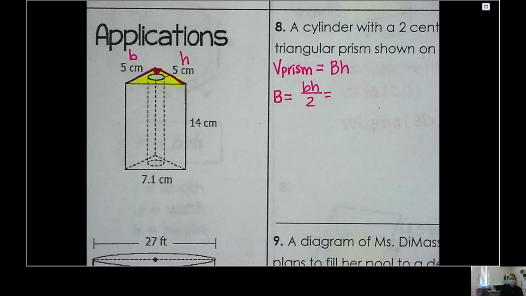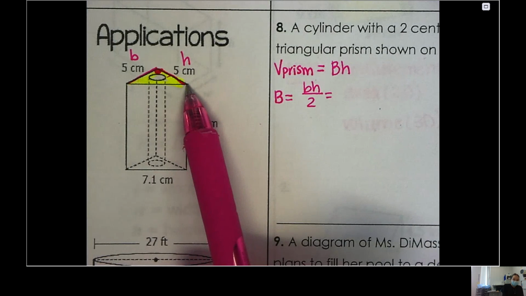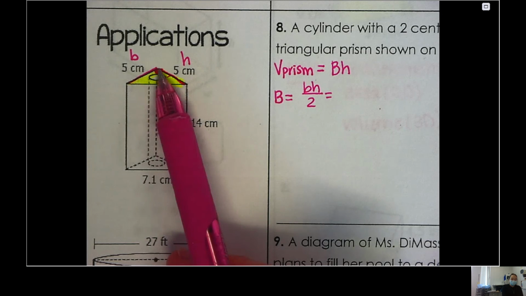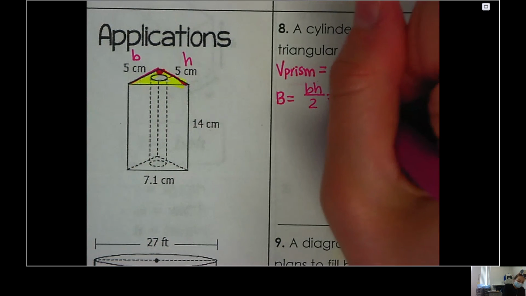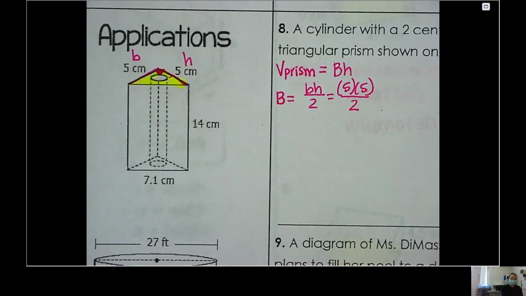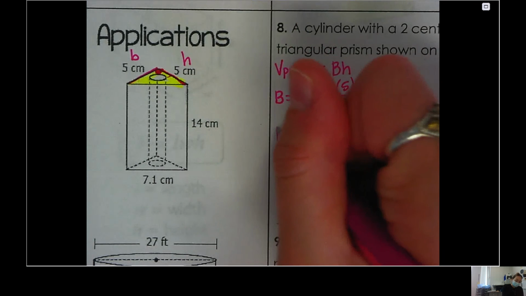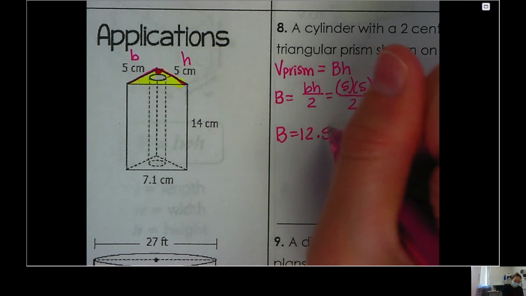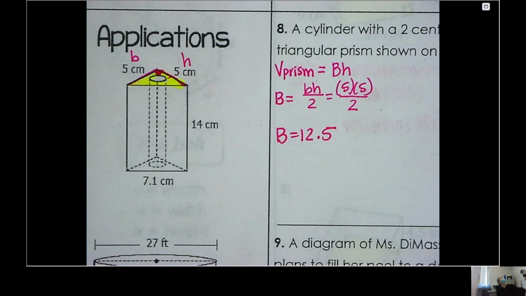Whew. So here's the base of the triangle. Here's the height of the triangle. So I'm going to take 5 times 5, and then I'm going to divide it by 2. So half of 25 is 12.5. And then I still have to take that and multiply it times the height of the whole prism. What's the height of the whole prism? The 14. Whew. All right, we will finish that up tomorrow.